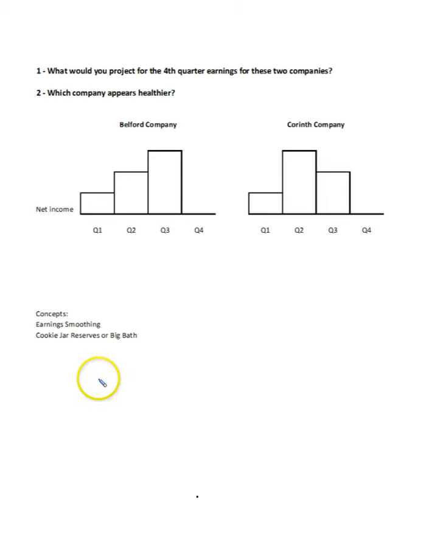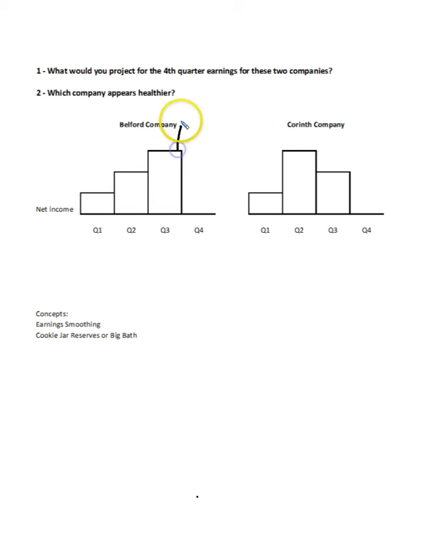In Chapter 4, we're going to look very closely at the income statement. Getting started with that, I'd like us to look at the diagram that I have in front of you. We have two companies, Belford and Corinth, and I'm showing a diagram of their quarterly earnings. So a very visual sort of thing. If you were looking at these companies, what would you project the fourth quarter earnings to be based on the diagrams? If we look at the first company, we can see there's been steady growth.